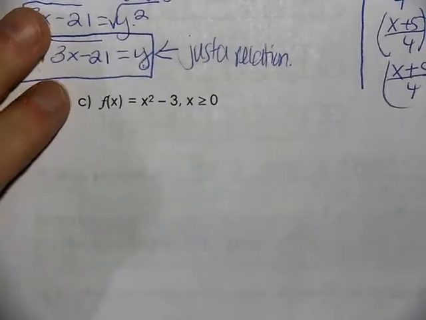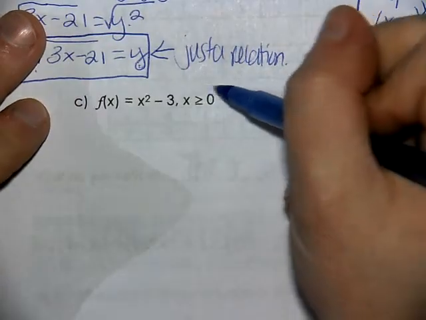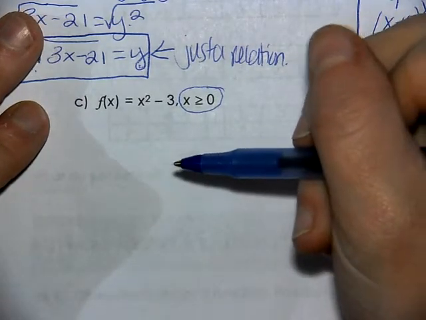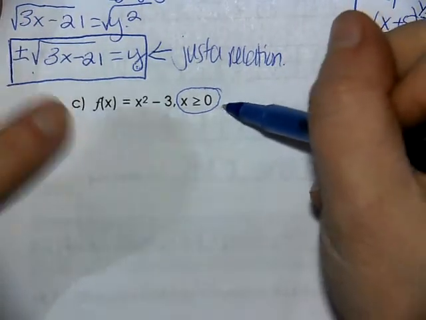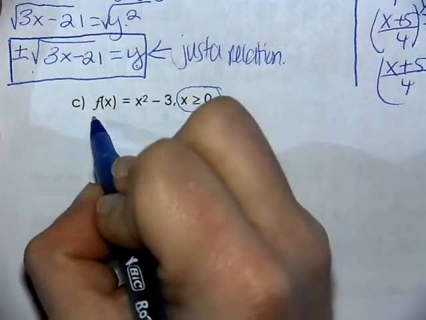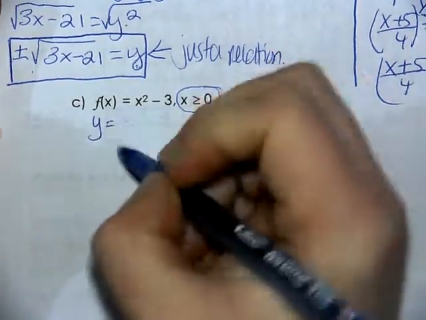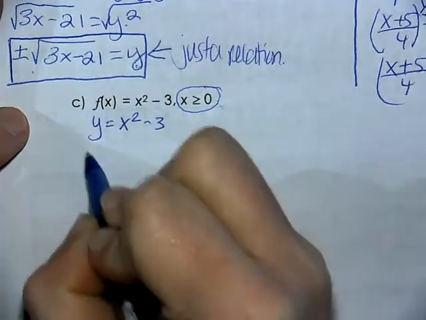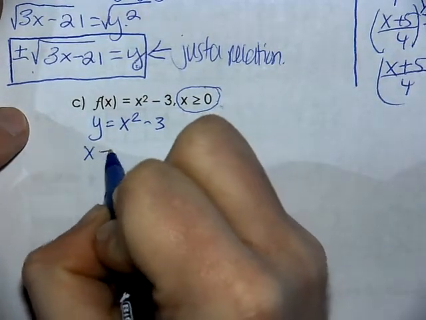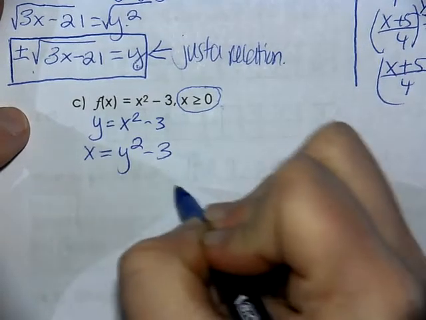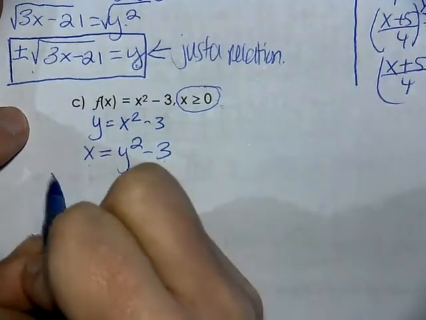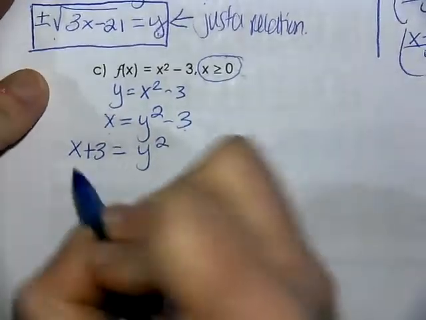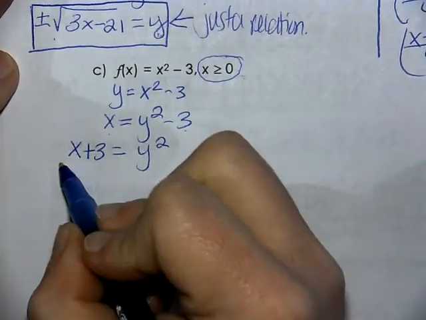All right, the next one that we have is letter C, and this time we're going to have a restriction on our domain. So we can pretty much tell that this is probably going to work because of our restriction on the domain, but let's go ahead and find that inverse first. So I have y is equal to x squared minus 3, and now I'm going to flip-flop my variables. X equals y squared minus 3. I'm going to add 3 to both sides so that I have x plus 3 is equal to y squared. And now you can take the square root of both sides.